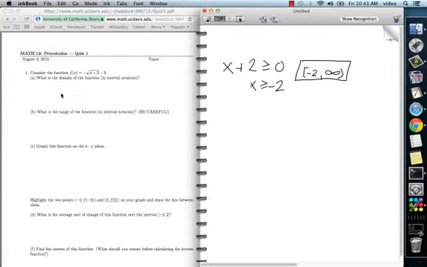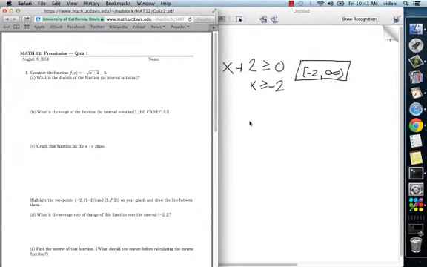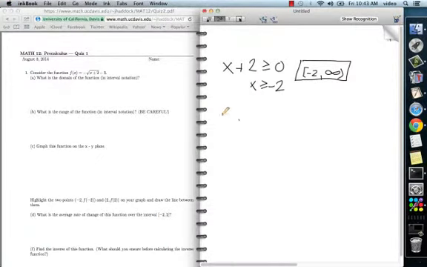Okay, the second question asks us what is the range of the function in interval notation. And notice I make a big point of saying to be careful. So one way we can start to solve for the range of the function is by solving for y. Solving for y in the equation y equals our f of x, which is here negative square root of x plus 2 minus 3. So we're going to solve for x there.